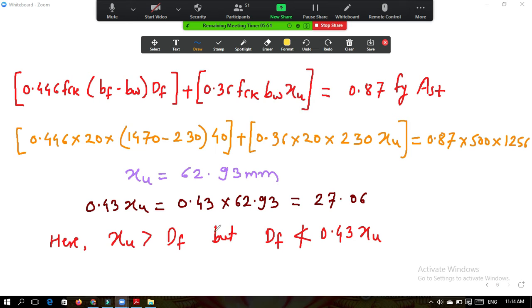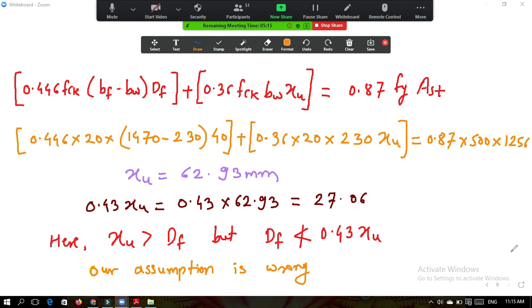Okay. So I can write here, I think it is not visible. So we will move to the next case. So assume XU is greater than DF and DF is greater than 0.43 XU.